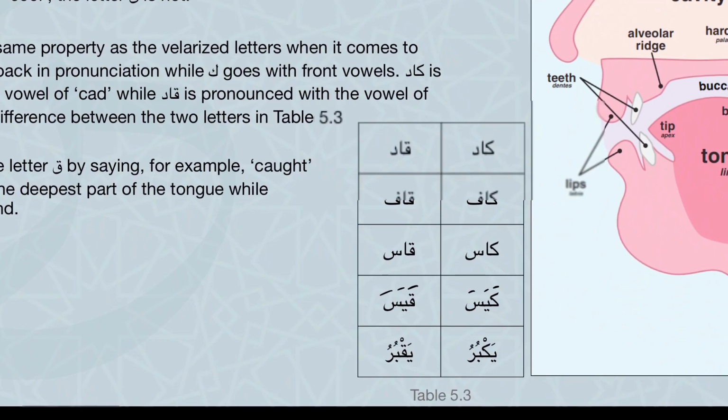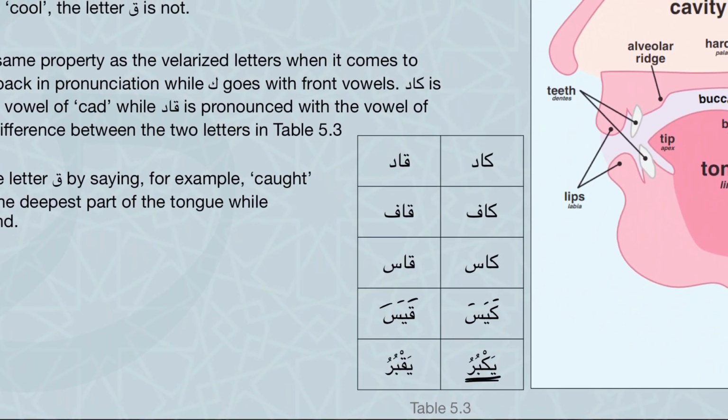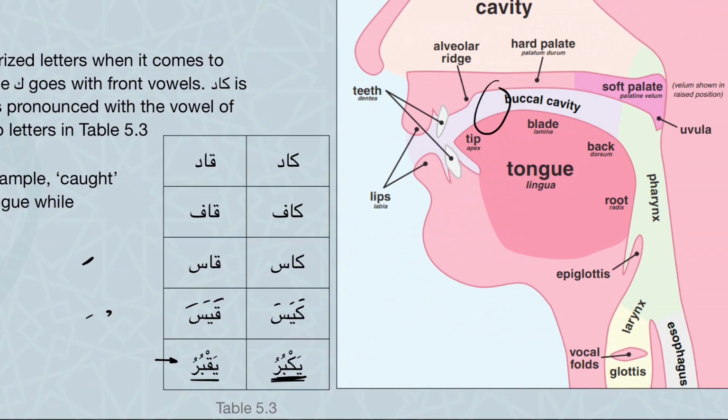Yakburu, yaqburu. Of course, the vowel shift with dhamma and kasra is less noticeable than fatha. Fatha is a special case because it's frontal, while the dhamma and kasra, especially kasra, is more of a backed vowel here. So it does not show that significant shift or velarization.